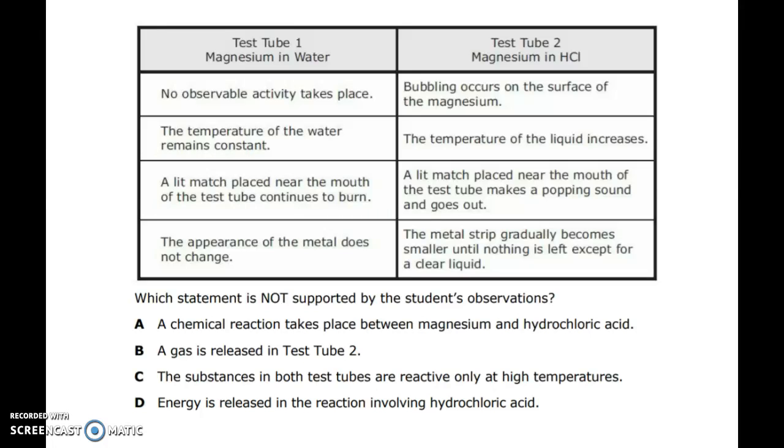A. A chemical reaction takes place between magnesium and hydrochloric acid. B. A gas is released in test tube 2. C. The substances in both test tubes are reactive only at high temperatures. D. Energy is released in the reaction involving hydrochloric acid.